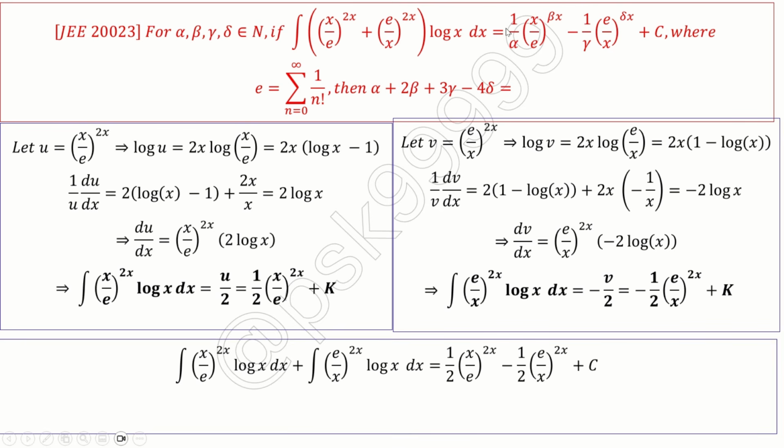Now check the form. It is in the form of 1 by alpha, x by e, whole to the power of 2x. So my alpha is 2, beta is 2, gamma is 2, and theta also 2. All are 2 basically, correct. So my alpha plus 2 beta plus 3 gamma minus 4 theta is nothing but 4. That's the answer. Okay, next.